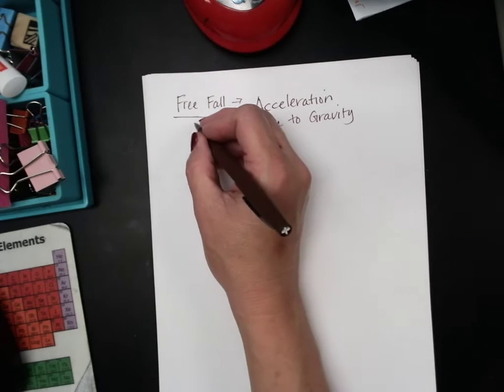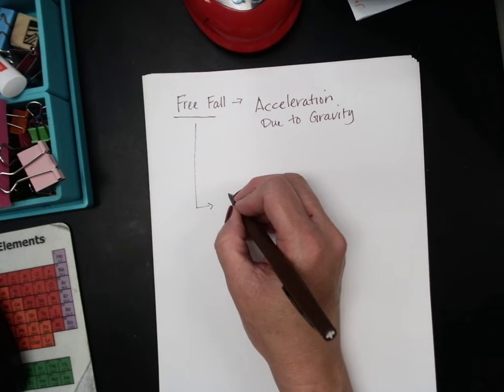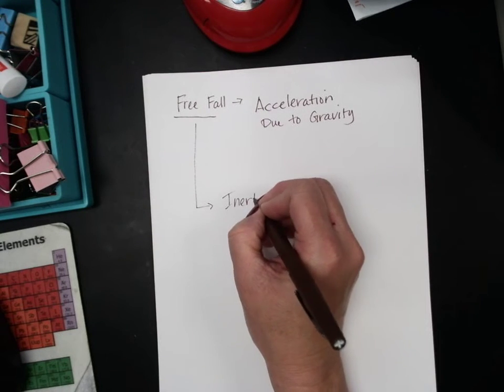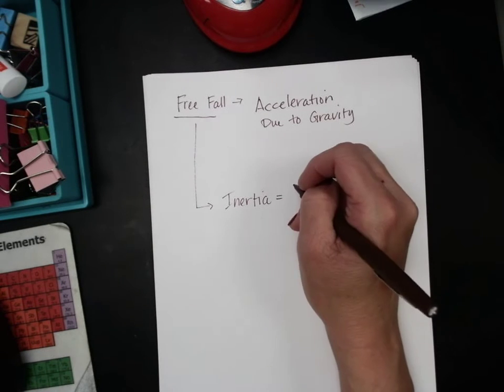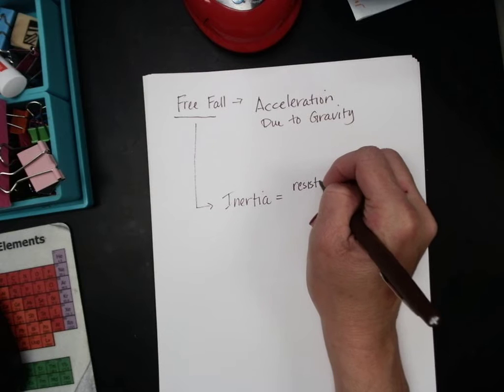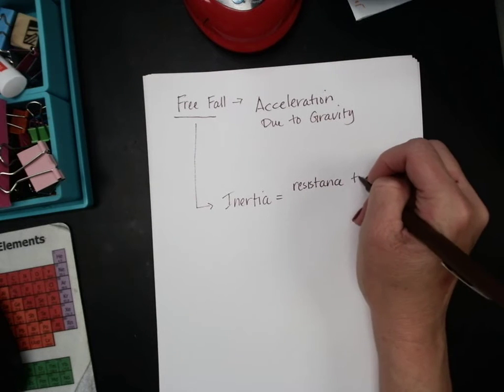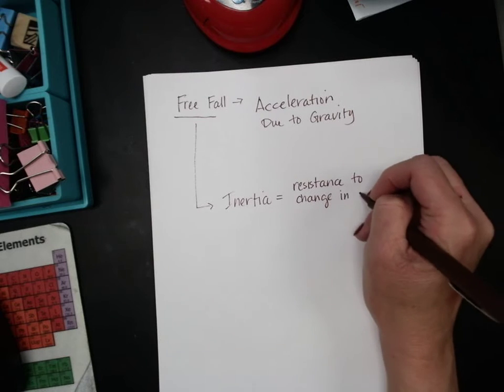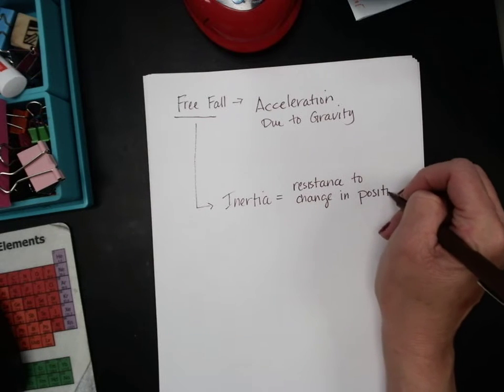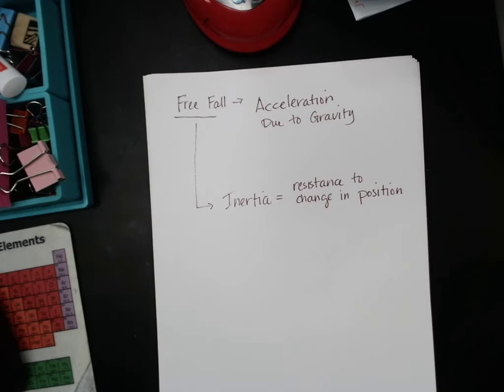So, when we talk about free fall, like you saw in the little video, we need to think about inertia. And what inertia is, is the resistance to change in position. Basically, what that means is if something's moving, it wants to continue to move. If it's stopped, it wants to stay stopped. So it's a resistance to a change in position.